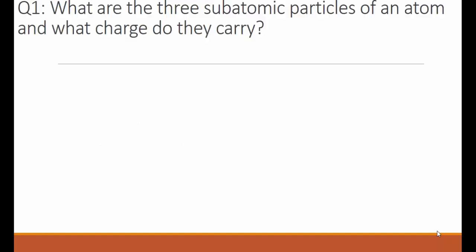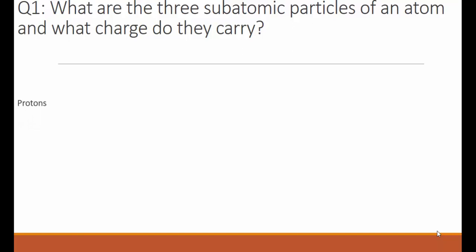All right, this is for you to review your Chapter 6 study guide. Make sure you have that with you because the questions come directly off the study guide and you'll see them posted at the top like you do question 1 here. So question 1, what are the 3 subatomic particles of an atom and what charge do they carry?